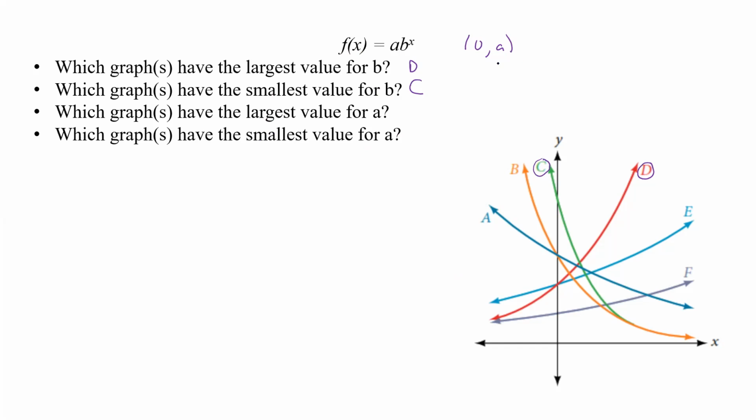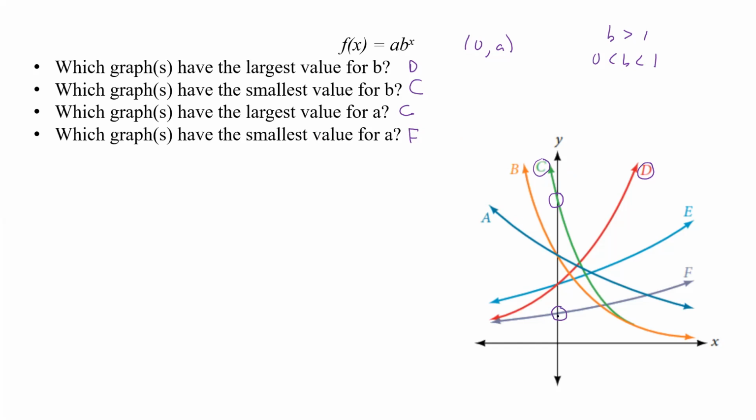Now, those were with the b values. Again, we're looking at b greater than 1 and then b between 0 and 1. Now with a, the largest value is going to be the one with the highest number. So we start here at 0 and go to the highest one. Well, that's a C. And the smallest one's going to be the one that's down the farthest. That's going to be our F. Okay, so that's how you can use our a's and b's to determine largest and smallest.